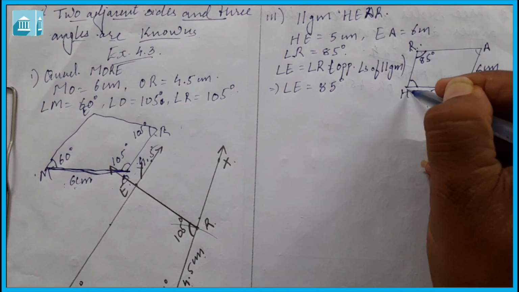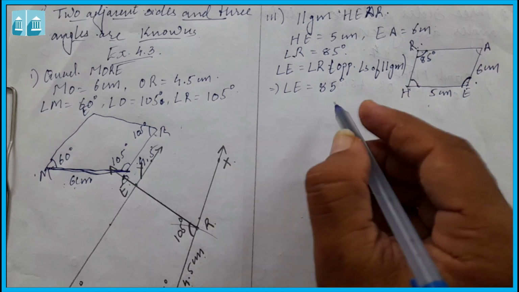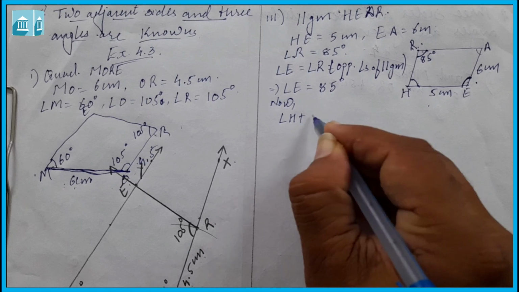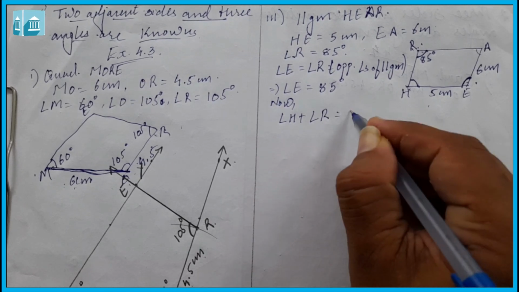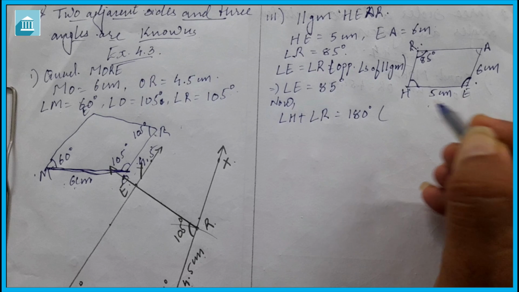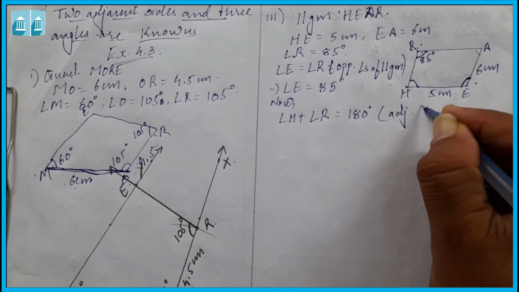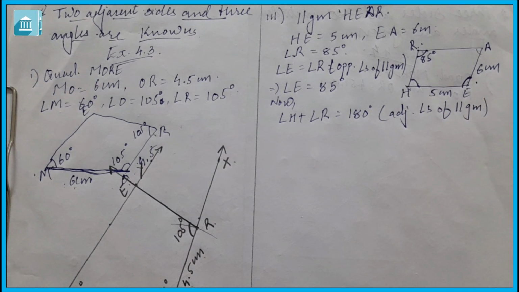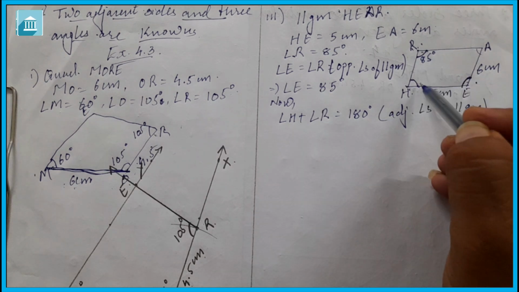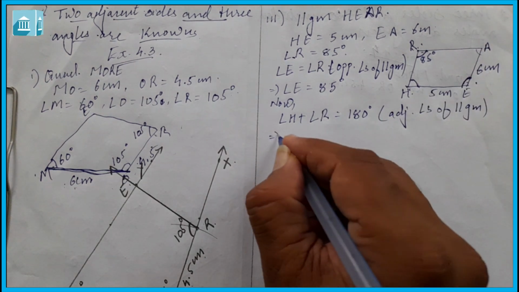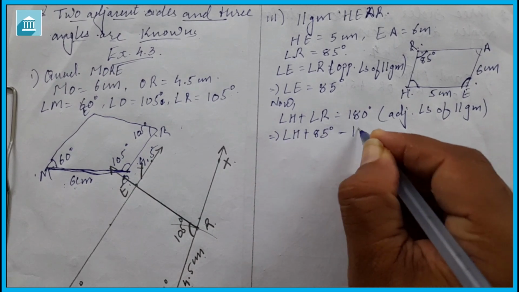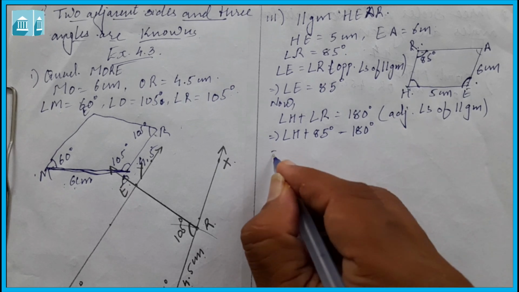Angle H plus angle R, these both are adjacent angles. Now we can say angle H plus angle R is equal to 180 degree because they are adjacent angles of parallelogram, and we know the properties of parallelogram. In properties of parallelogram, adjacent angles are supplementary. So angle H plus angle R is equal to 180 degree. Angle R is 85 degree, so angle H plus 85 degree is equal to 180 degree.